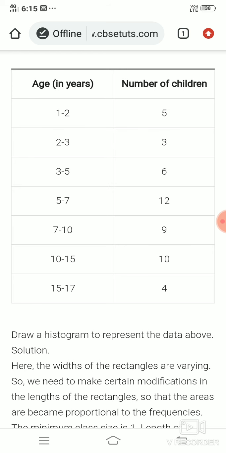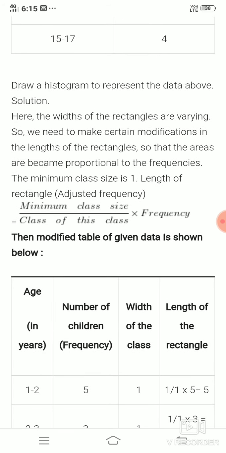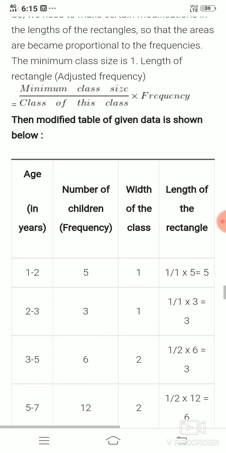So you need to make it a uniform table. The minimum class size is 1, and the length of the rectangle is the adjusted frequency: minimum class size divided by class width, into frequency. Already you studied this in your example. For 1 to 2, the number of children, frequency is 5 given, width of the class is 1. So 1 by 1 into 5, directly it's 5. So you are going to calculate exactly for 1 width.